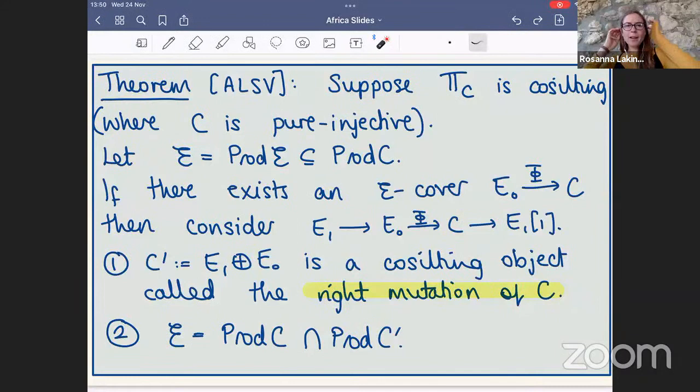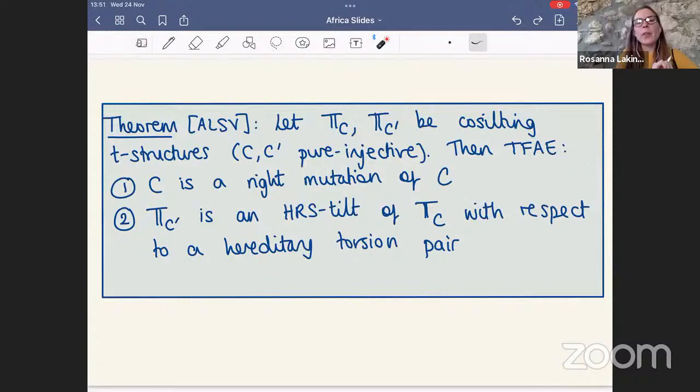Okay, if this theorem is a bit technical, the main point is that we have this operation of mutation that takes a co-silting object and gives us another one. This is the large version of the mutation of Aihara-Iyama, which they do in the context of silting complexes. So this is our notion of mutation, and it turns out that this is related to HRS tilting at hereditary torsion pairs.